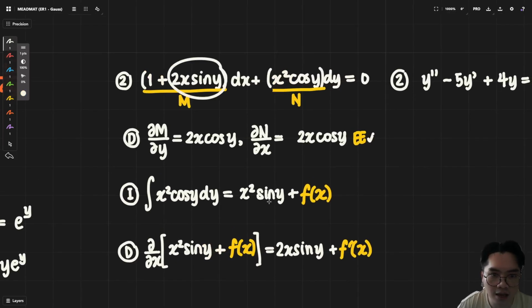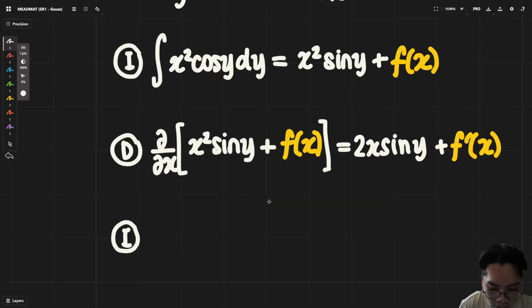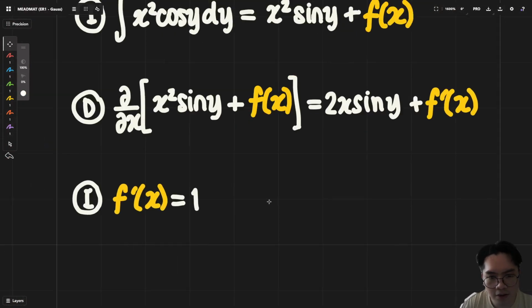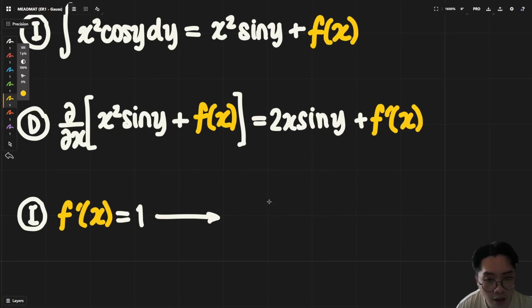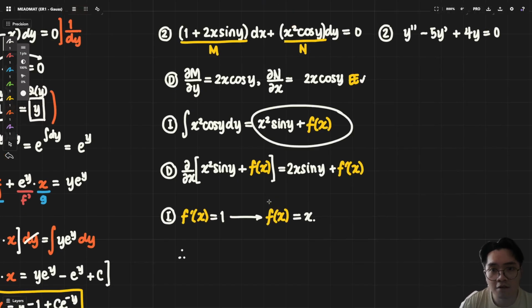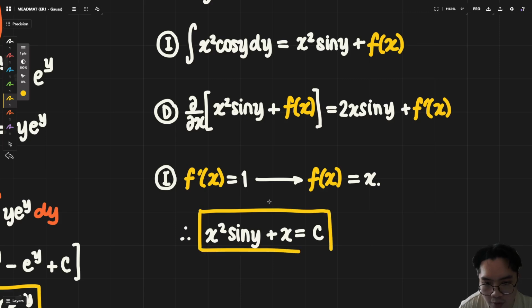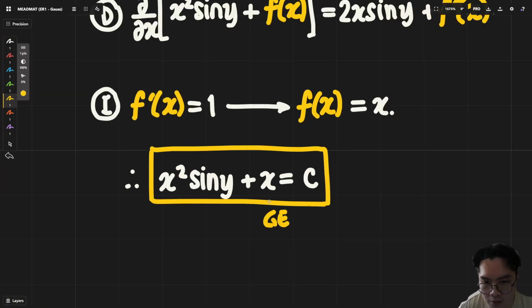And as you can see, they're similar except for this last one, wherein your f prime of x is just equal to negative 1. Well, oh, sorry, this is positive 1 rather. This is positive 1, therefore your f of x is just going to be x. That means that your final answer in here is the answer that you're supposed to get from the very beginning, which is going to be x squared sine y plus x is equal to c. That is already good enough as a general solution.